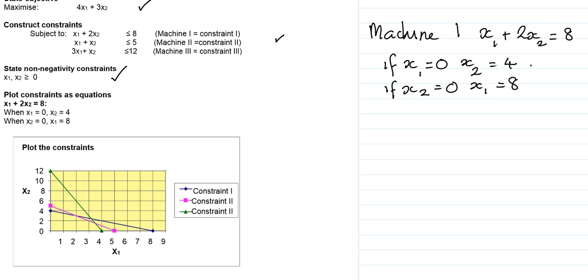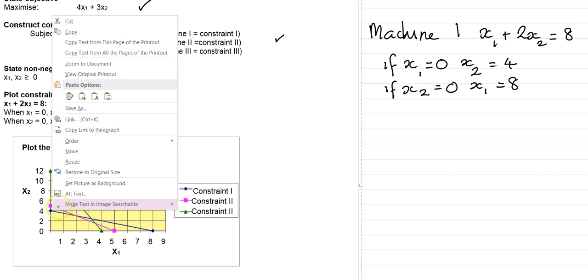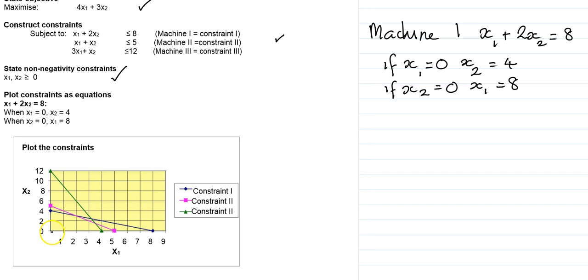We then take these points and we plot them on the graph, where x1 is 0 here, x2 is going to be 4. Where x2 is 0, x1 is going to equal 8. Once we've plotted those two, you take a ruler and you join those two coordinates. We can do exactly the same with machine 2.